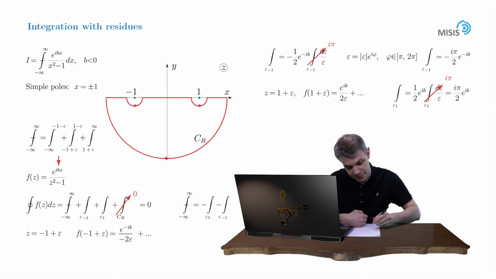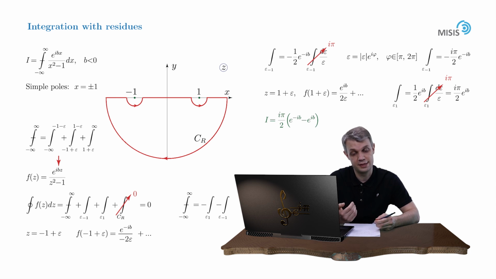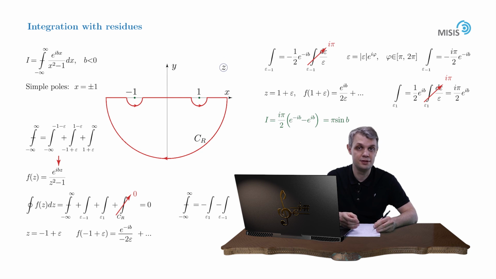And as a result, our principal value integral is equal to i pi by 2 times e to minus ib minus e to ib. Now this combination of exponentials is reduced to a sine function, and we obtain pi times sine b. And that's it. That completes our initial discussion of the integration methods of complex analysis, and I hope to see you next week.